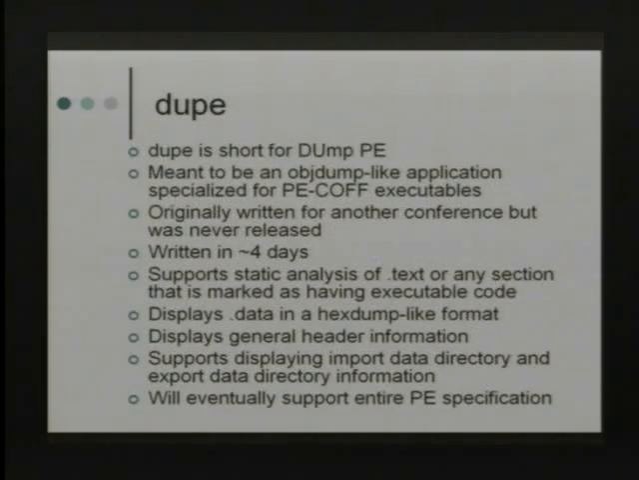Getting onto the program itself, I ended up calling it dupe, just for dump PE. As I said, it's supposed to be like an objdump application for PE-COFF. I wrote it for the conference I started off talking about 4 or 5 months ago, and the way the circumstances broke down, I didn't end up getting released to release it. It supports static analysis of the text segment. I can either dump only text, or I can dump anything that's marked as being executable.